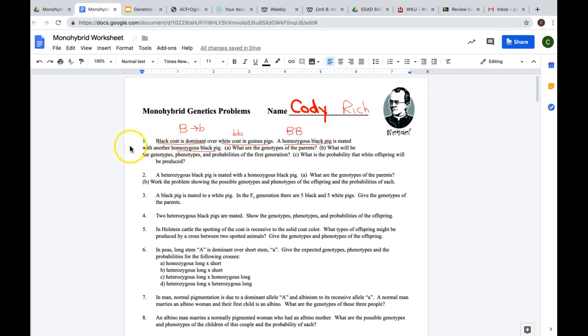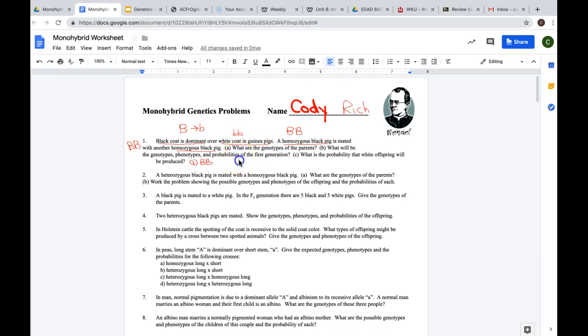is mated with another homozygous black pig. So again, the same alleles. What are the genotypes of the parents? Well, I just said that. So A, the genotypes are homozygous dominant. And what will be the genotypes, phenotypes, and probabilities of the first generation?